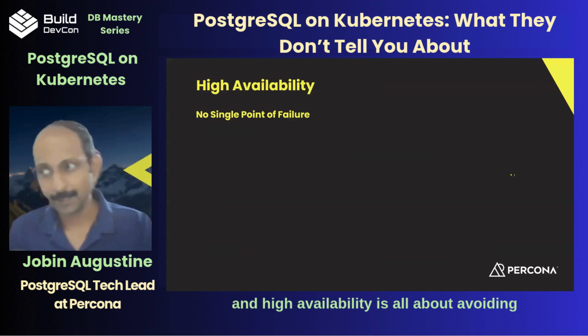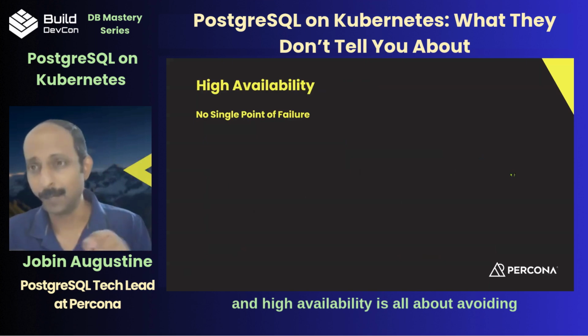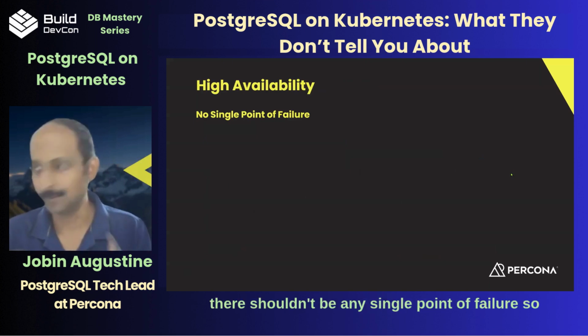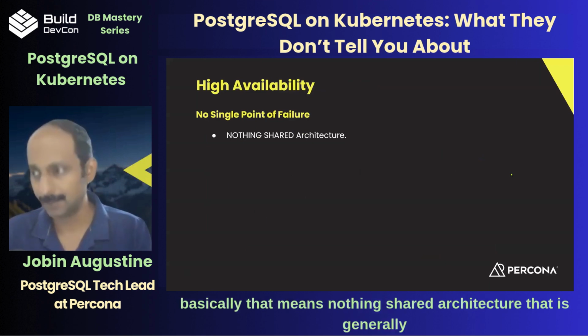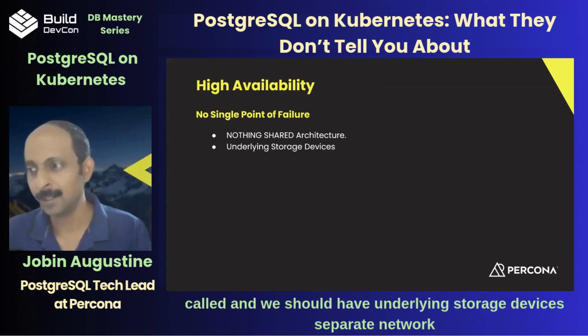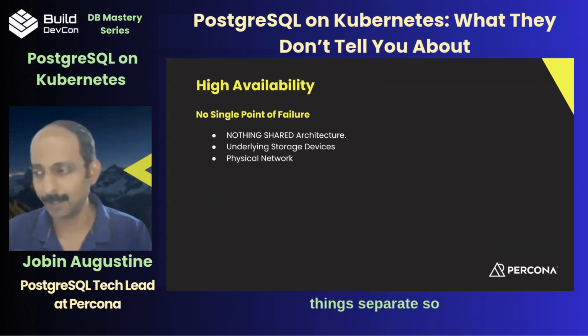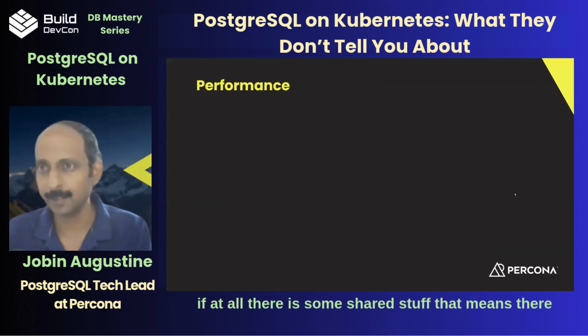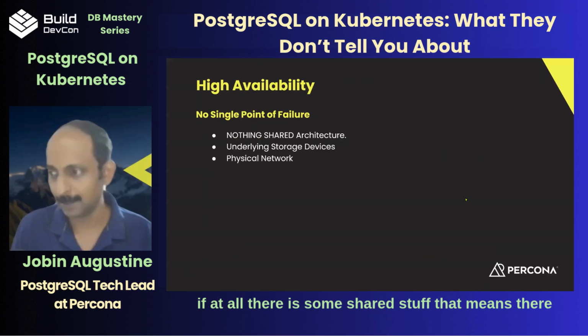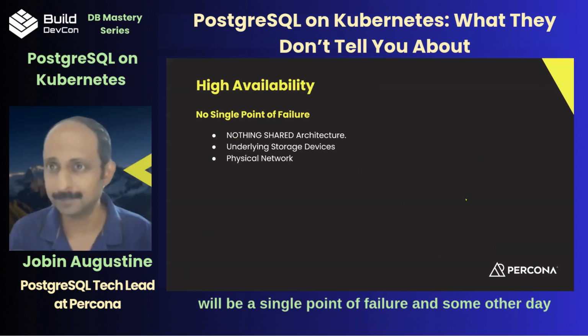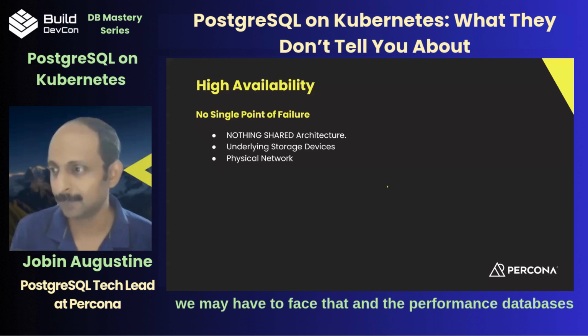And high availability is all about avoiding single points of failure. So there shouldn't be any single point of failure. Basically that means a shared-nothing architecture, as it is generally called. We should have the underlying storage devices separate, network things separate. If at all there is some shared stuff, that means there will be a single point of failure, and some day or other we may have to face that.